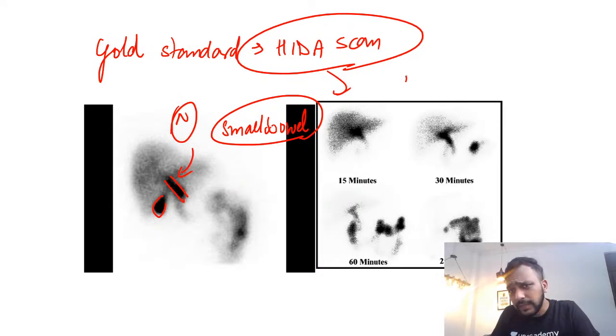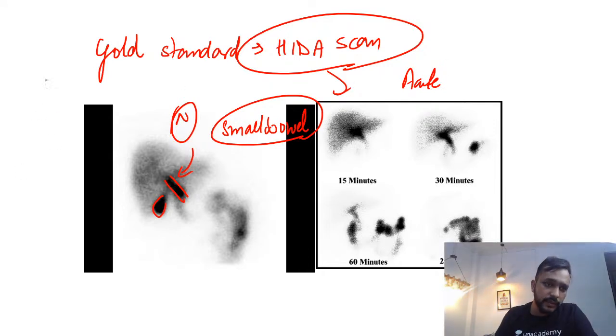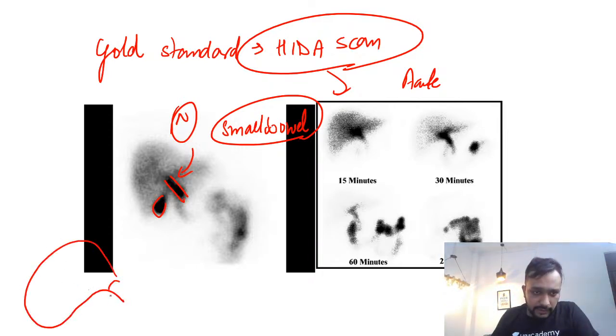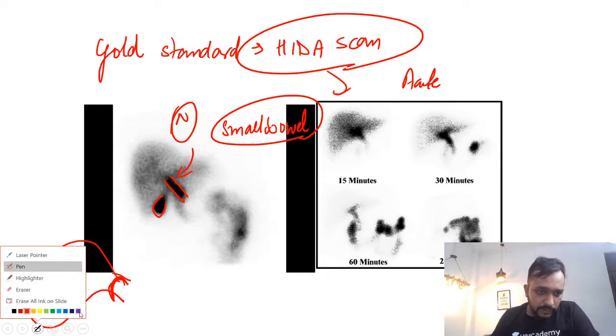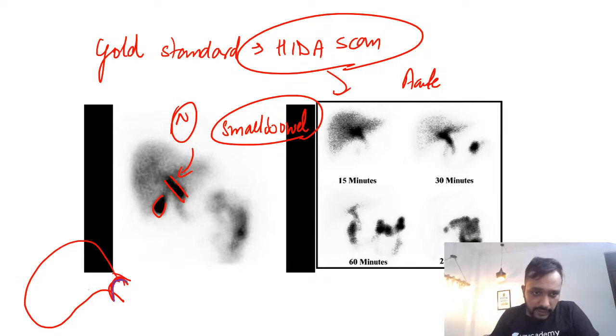So in a case of acute cholecystitis, if you know what acute cholecystitis is, it happens when there is a calculus in the neck of the gallbladder. When there is a calculus in the neck of the gallbladder, the contents of the gallbladder are not going to drain into the CBD.